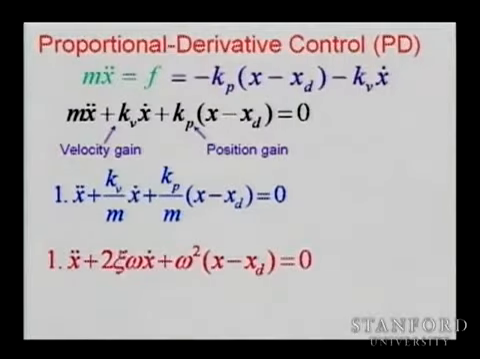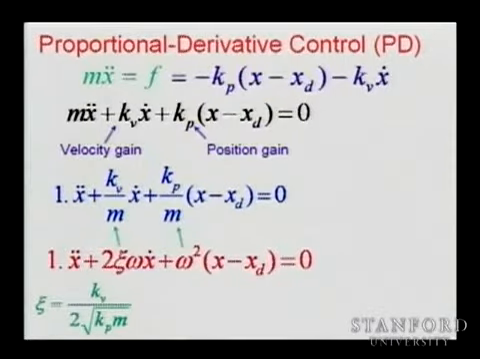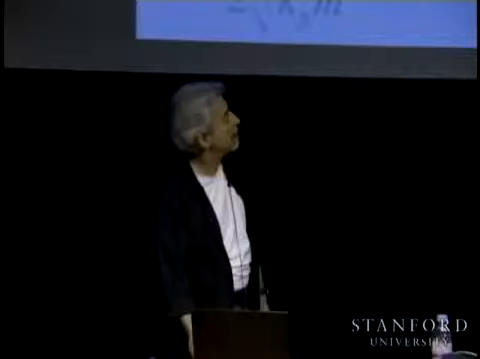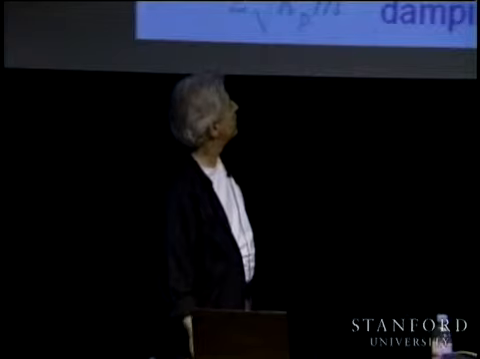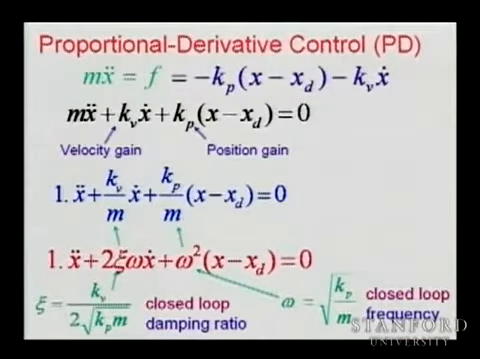A little bit more complicated, but we can rewrite the same equation in this form: s squared plus 2 zeta omega s plus omega squared, where omega is your closed loop frequency and where zeta is this coefficient, Kv divided by 2 square root of Kp m, and omega is simply the closed loop frequency, square root of Kp divided by m. So you remember this.